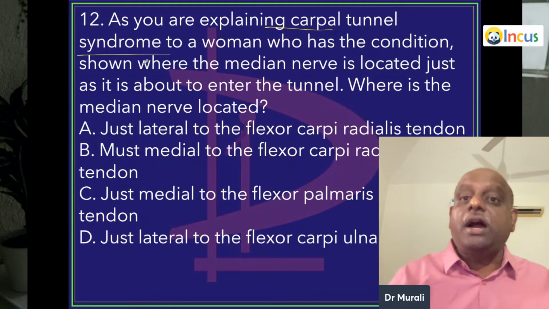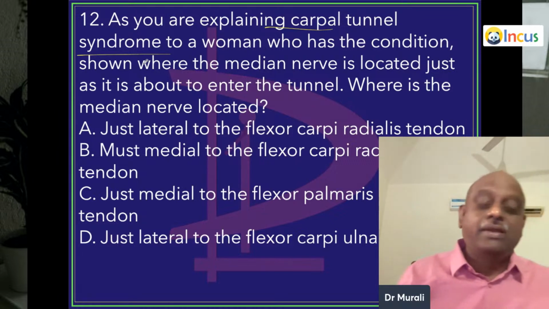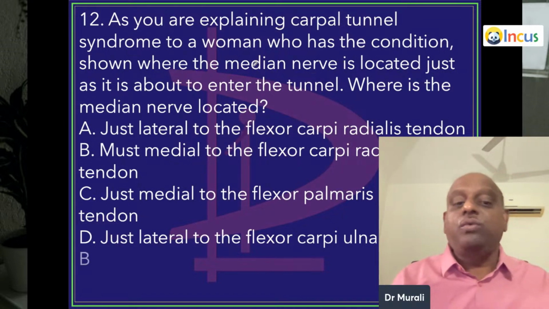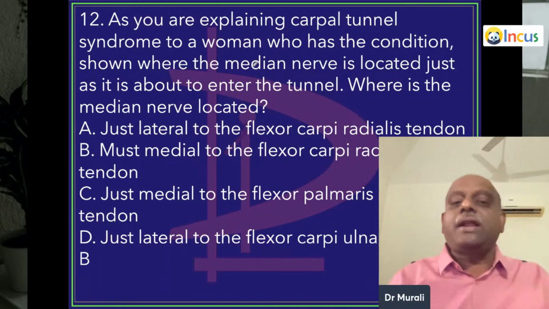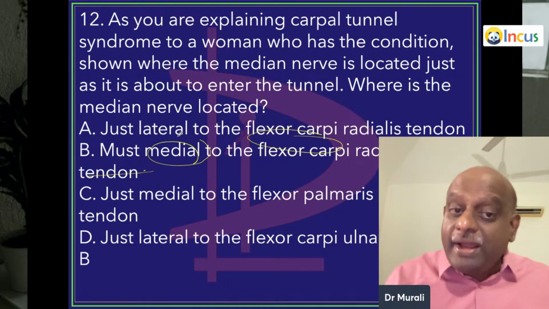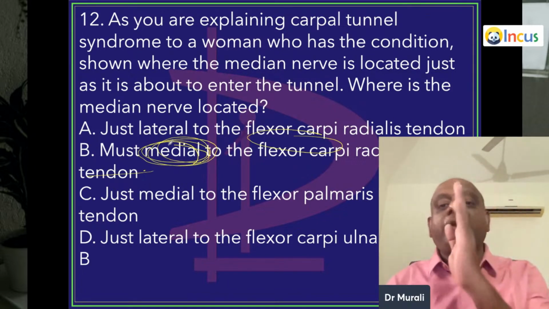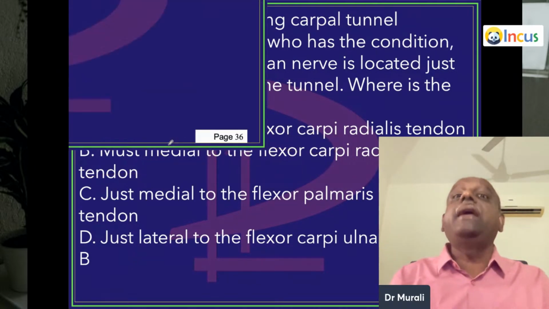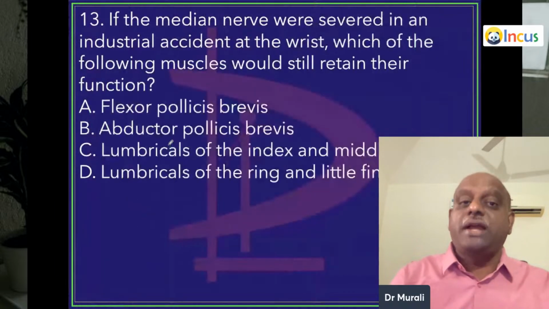Now, there is a carpal tunnel syndrome. You identified the median nerve. And what is the location of the median nerve in the carpal tunnel? You have the flexor carpi radialis tendon. Just medial to that flexor carpi radialis tendon, you have the median nerve, is what you need to understand.